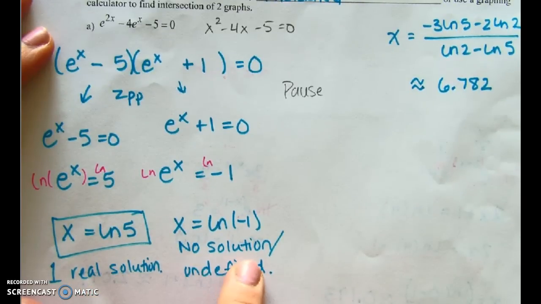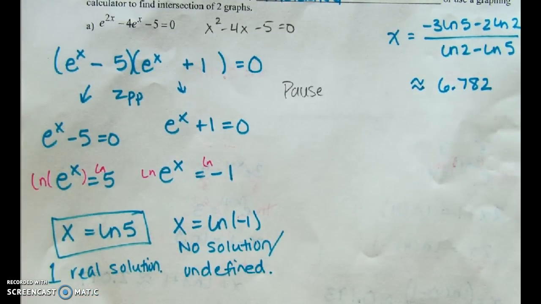This is the only solution because this is not in the domain. You can't take the ln of a negative.